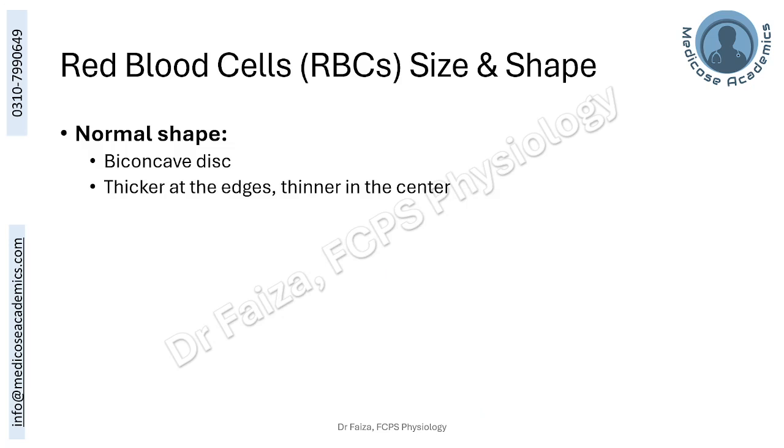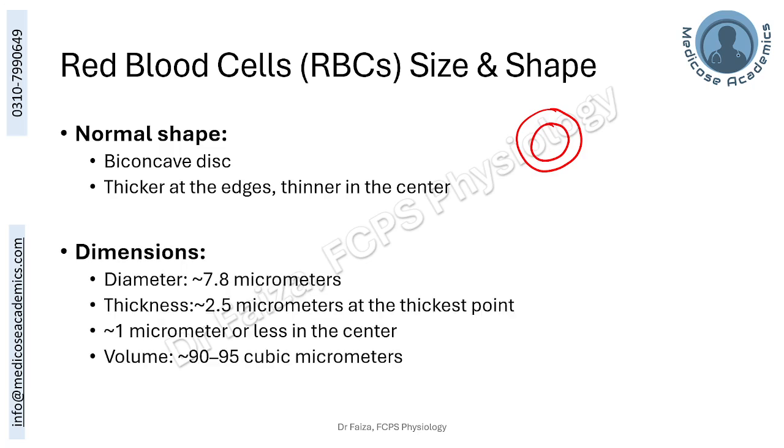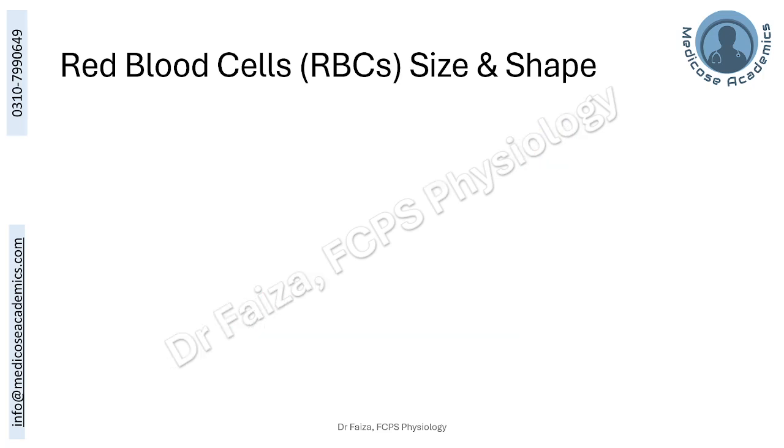Red blood cell shape is biconcave. It is thicker at the edges and thinner in the center. Its dimensions you can see over here. Its diameter is 7.8 micrometers and maximum thickness is 2.5 micrometers, which will be found at the edges.